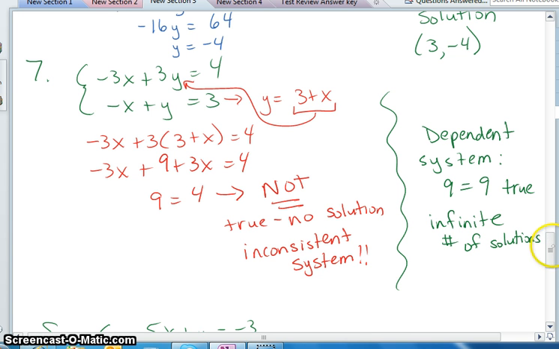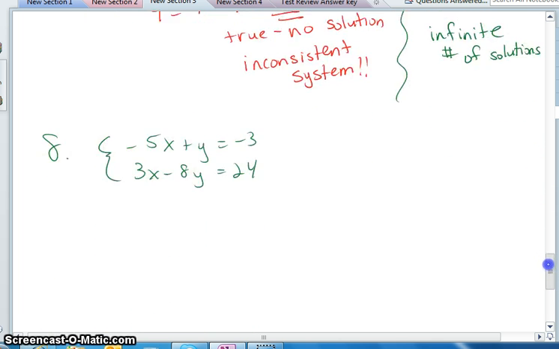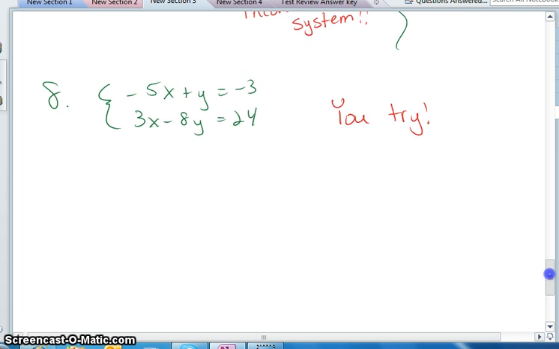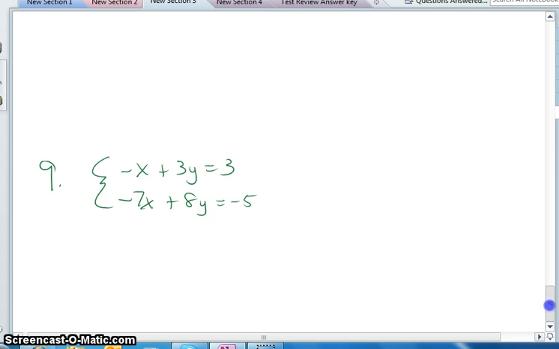Okay, let's try a couple more problems. So here's number 8, and I want you to do this one. So pause the video, try it, see what you get, and come back. Alright, now that you've done number 8, try number 9. Tomorrow in class, these are the first 3 things that we're going to be going over. So pause the video, try solving these 3.